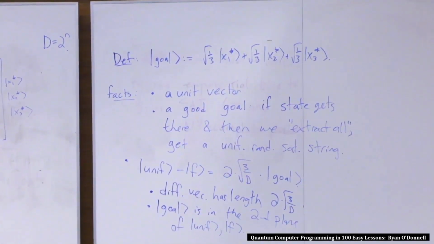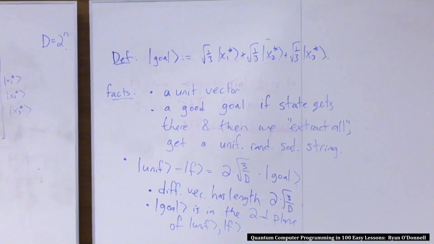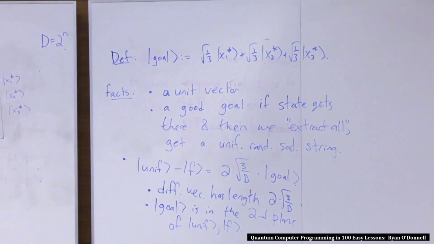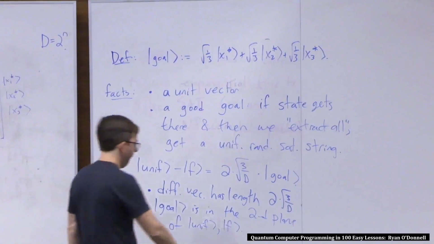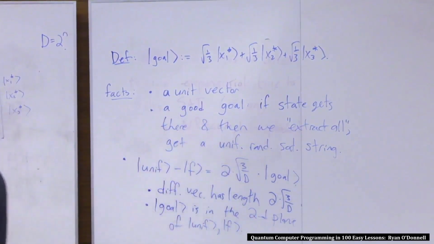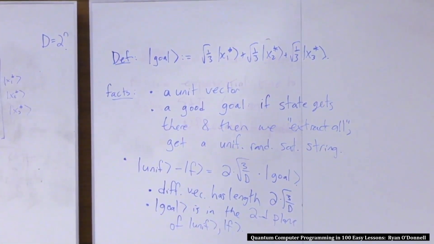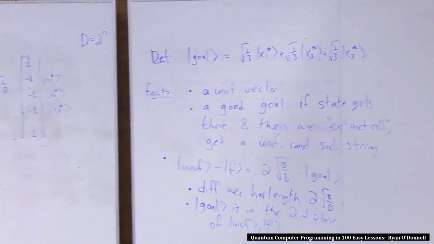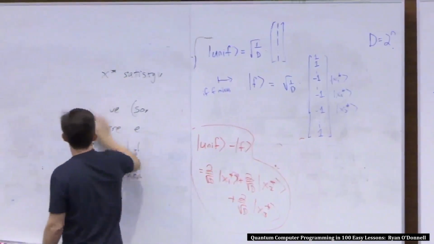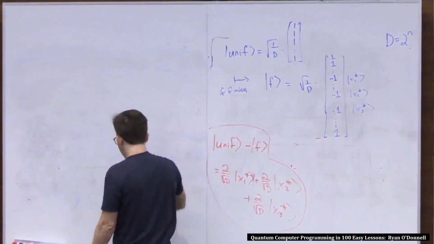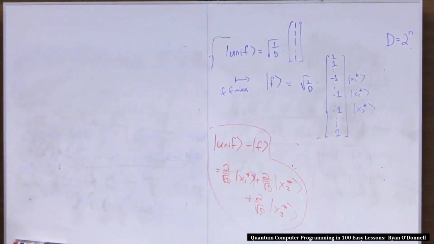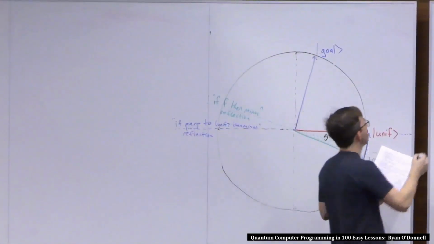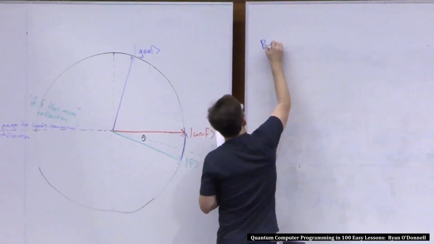So this is super great because it's pretty much exactly the same picture. There's almost no difference. The only differences are that we used to have x star up here, and now we have goal, which is kind of like the uniform combination of the three strings we're searching for. And the angle is a bit different. The angle is actually a bit larger. So this is basically the same as Grover.